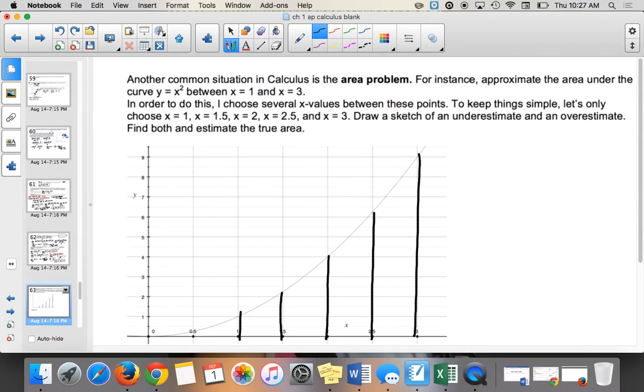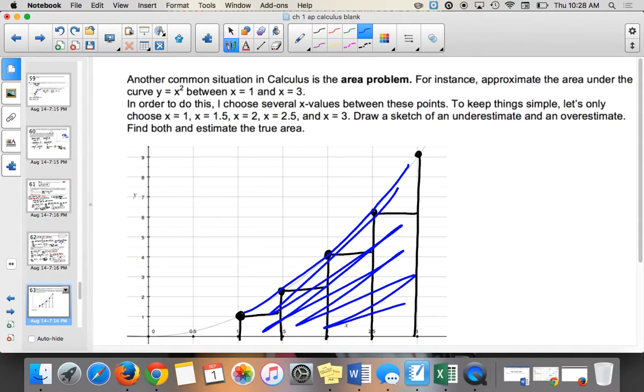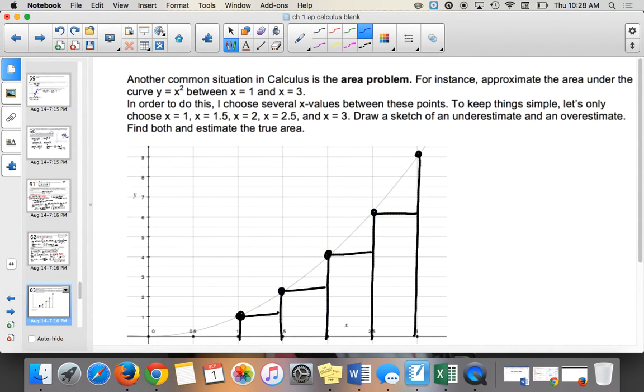It says draw a sketch of an underestimate and an overestimate. If I'm trying to find the area, you could create trapezoids, you can create rectangles. We're going to do rectangles. If I'm doing an overestimate, well, let's do an underestimate first. I'm going to take all of these y values, and I'm just going to go straight over, like that. And I create these little rectangles. Each of these rectangles has an area, but it doesn't fill the entire space. It doesn't fill all of this. So this is what we would call an underestimate. It's not the entire answer.